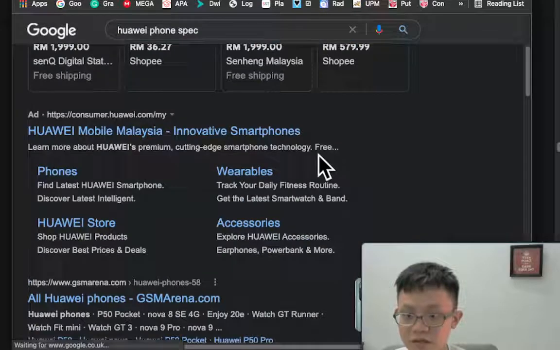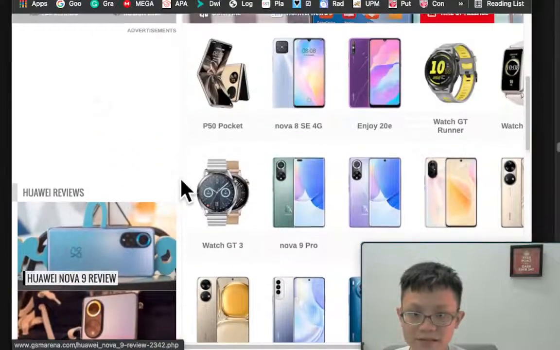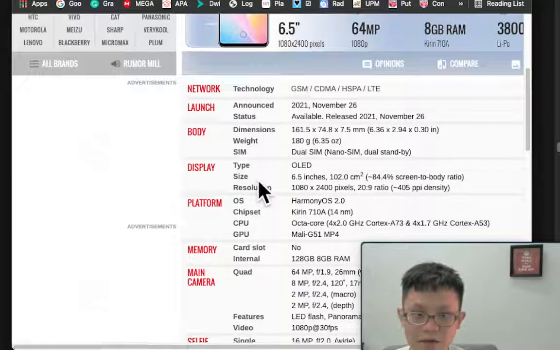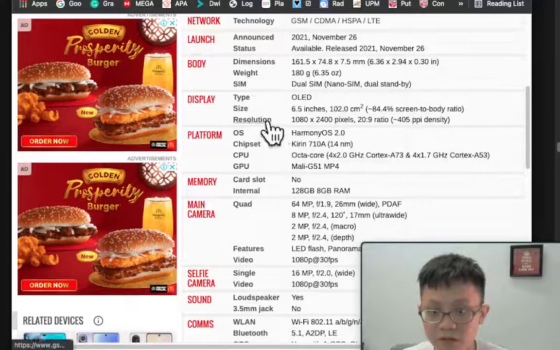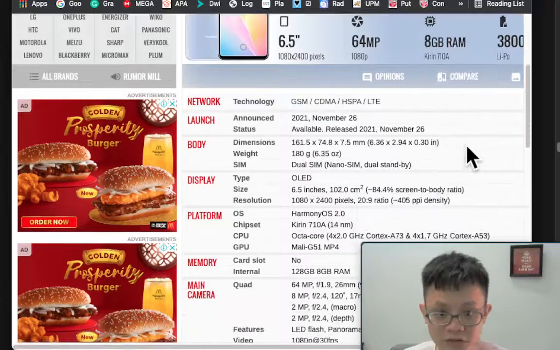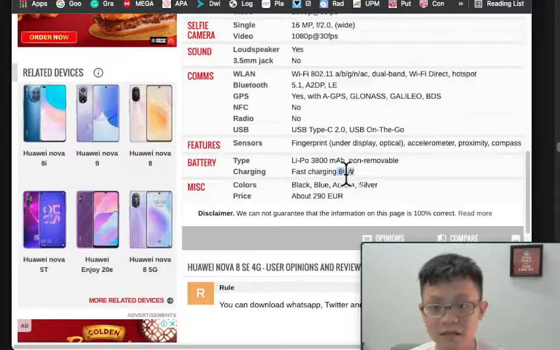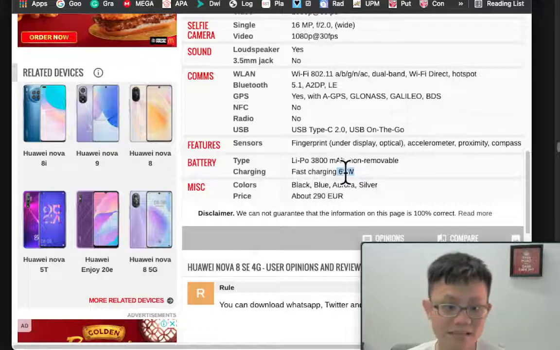Let's maybe choose a phone for comparison. Let's say I choose this phone, Nova 8SE. Why? Let's be more practical so that we can use it in our daily life. So let's see how much electricity this Huawei needs to charge. You can see that the charging is 66 watt. So next time when you want to buy a power bank, you need to buy a 66 watt power bank or charger.